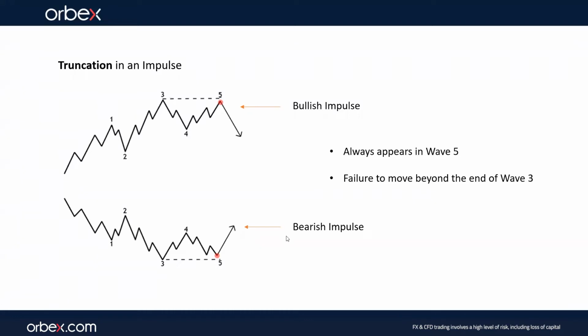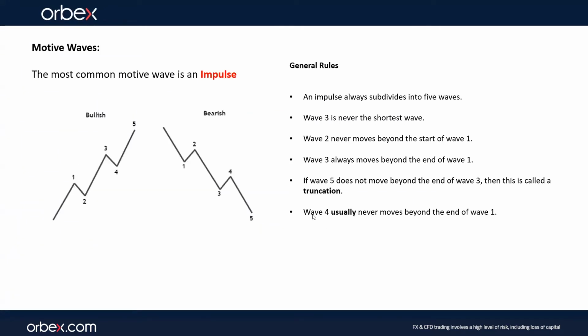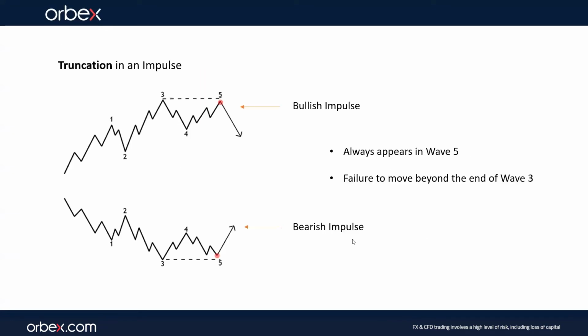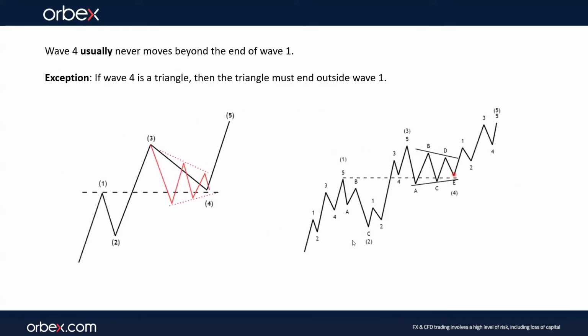And also on this point here, wave 4 usually never moves beyond the end of wave 1. I just want to show you that in a diagram. So this is why I pointed this out, another diagram here. We've got an impulse 1, 2, 3. So it's moving okay at the moment. Then we've got wave 4. However, wave 4, as you can see, has at the moment moved into the territory of the end of wave 1, as you can see here.